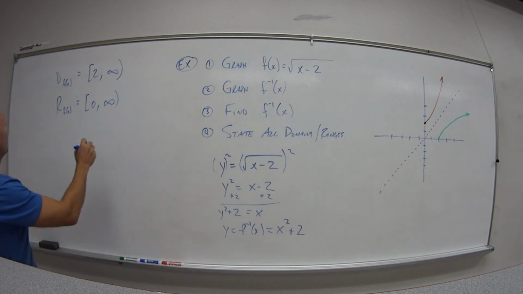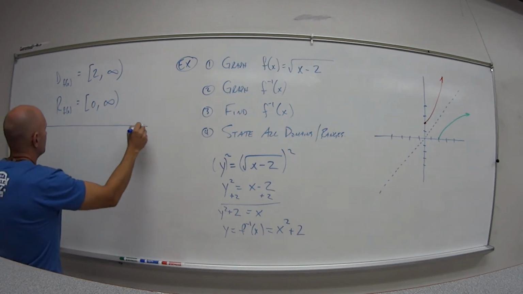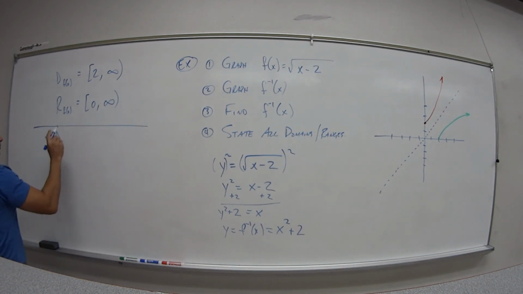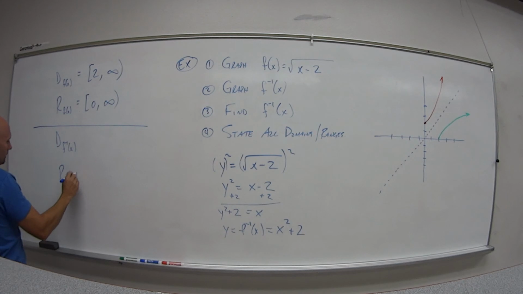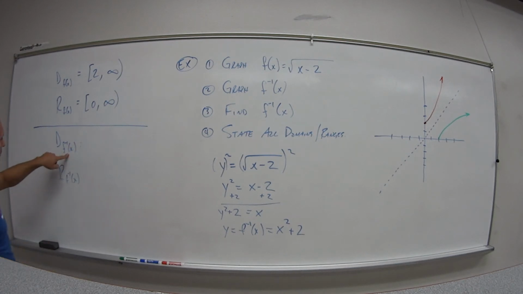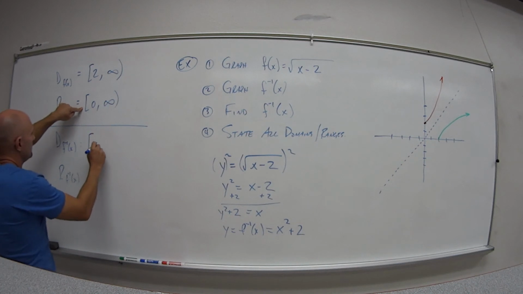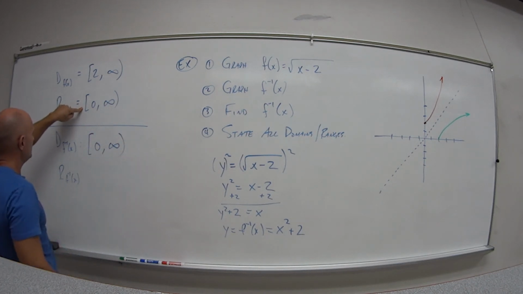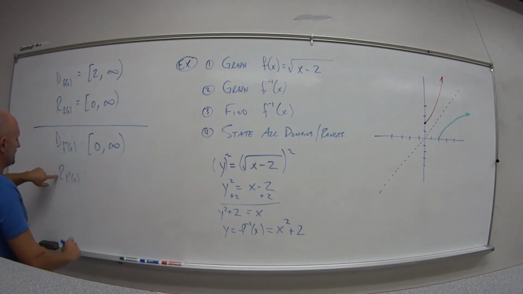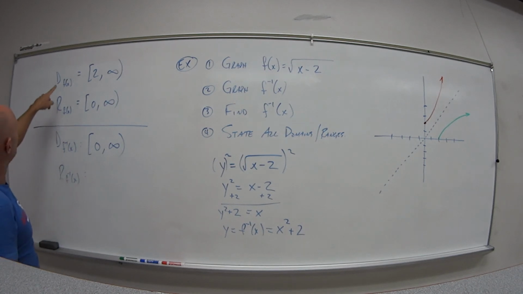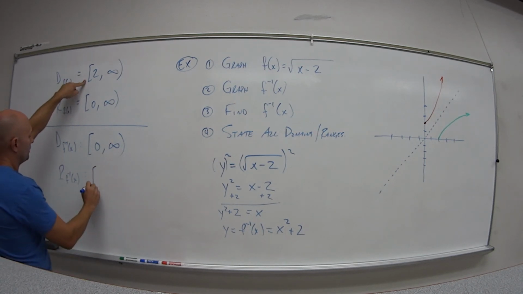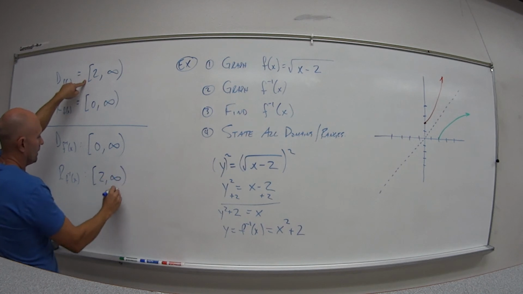So without even looking at the red graph, the inverse, let's write down the domain and range, and then we'll go check it on the graph if it came out right, or if it makes sense. So the domain of the inverse function is what? It's the range of the original. So it should be 0 to infinity. And the range of the inverse should be the domain of the original, which is 2 up to infinity.